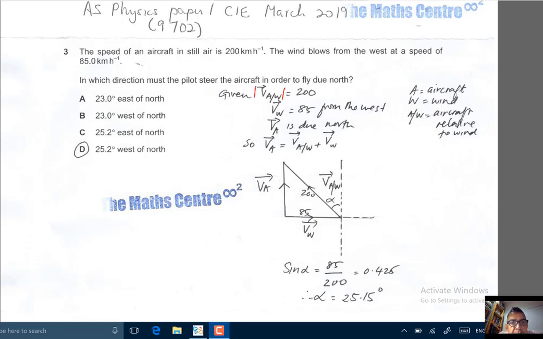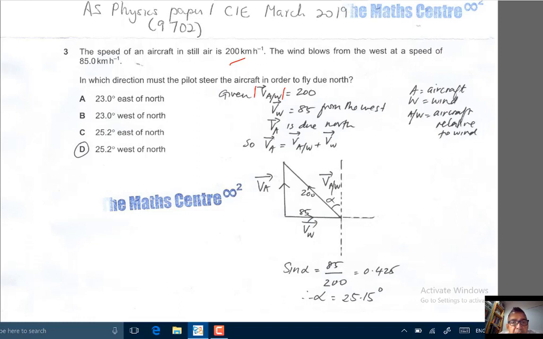Let's read the question. The speed of an aircraft in still air is 200 km per hour. The wind blows from the west at a speed of 85 km per hour. In which direction must the pilot steer the aircraft in order to fly due north?